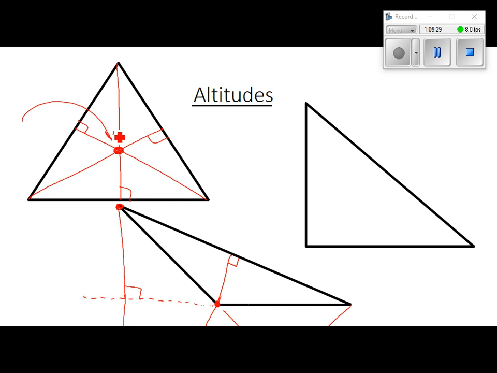On the equilateral triangles, what do you notice about all the points of concurrency? Same place. They're all in the exact same place because it's an equilateral triangle. So orthocenter, circumcenter, incenter, centroid, all the same. A little tougher on this one.